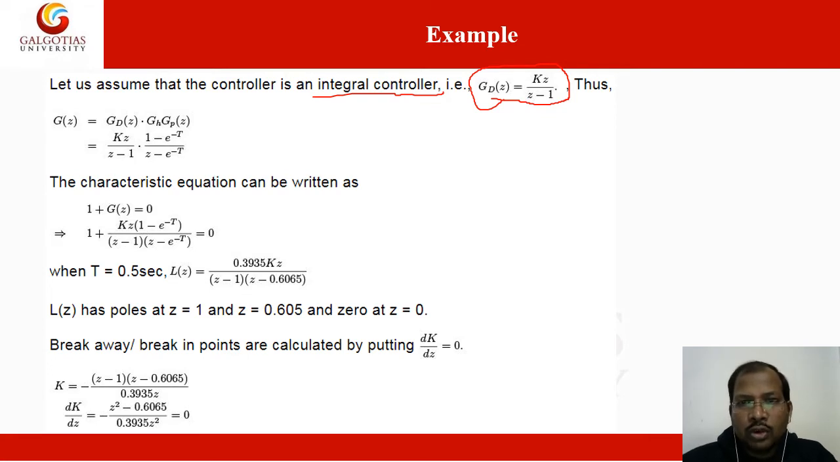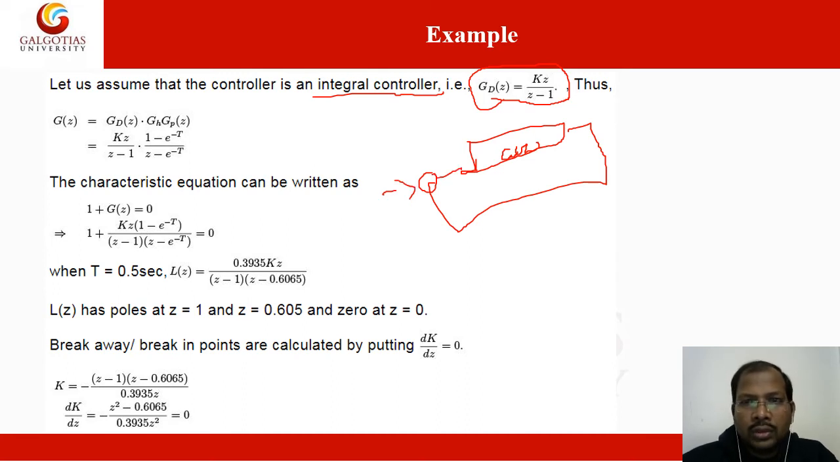In the previous case, you can see this is the plant, this one is G(Z), and we get this feedback, and here we get the summation and R(t). So this is the overall feedback. We get the characteristic equation in this form, similar to the continuous domain. Putting in G of Z and the sampling time value, overall we get L(Z) equal to this form.